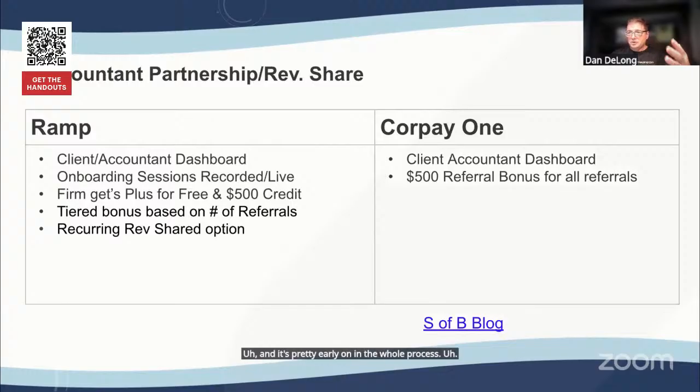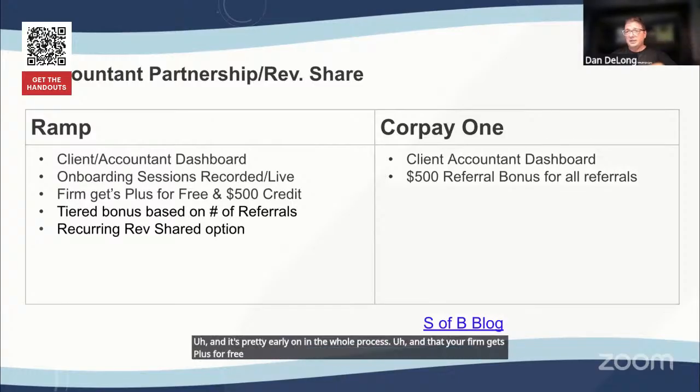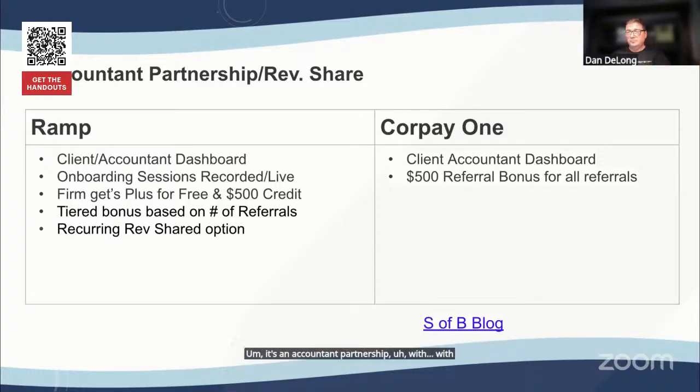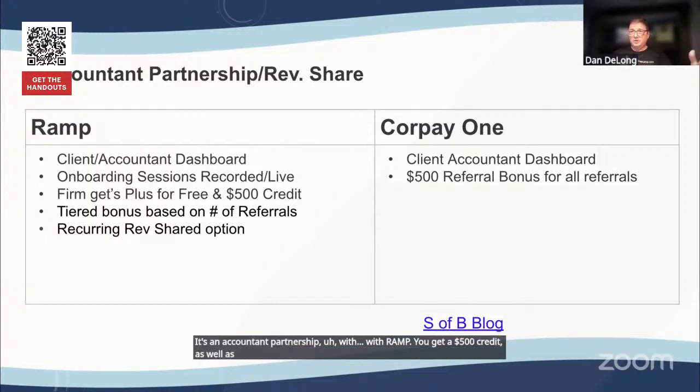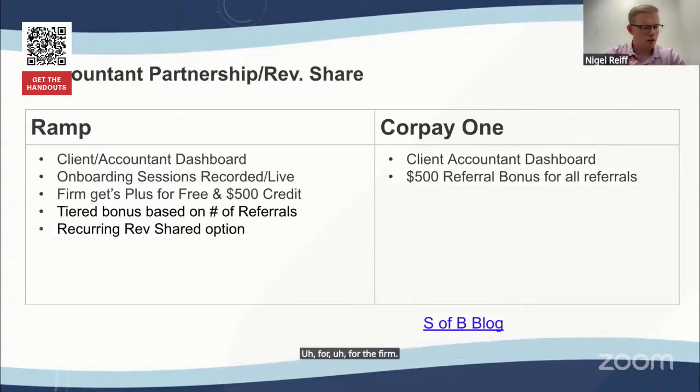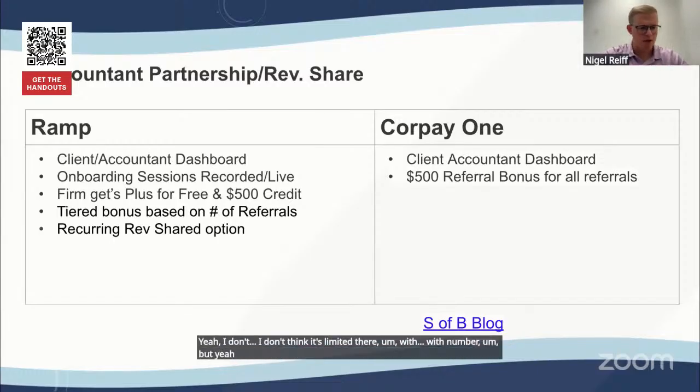And then your firm gets Plus for free. So if you sign up for an accountant partnership with Ramp, you get a $500 credit as well as Plus for free for your firm. Now, is that for all users, or is there a certain number of users allowed for the firm? I don't think it's limited there by number, but it would be at least for your firm. To avoid any confusion, it's not for your clients who you would bring on to Ramp. They would not get Plus for free.